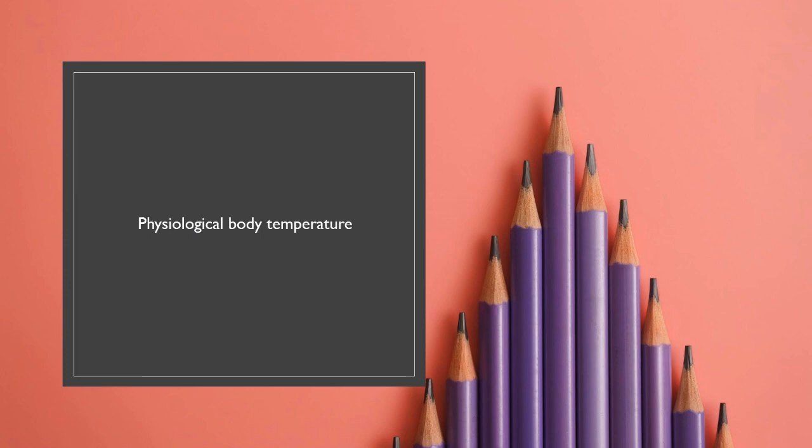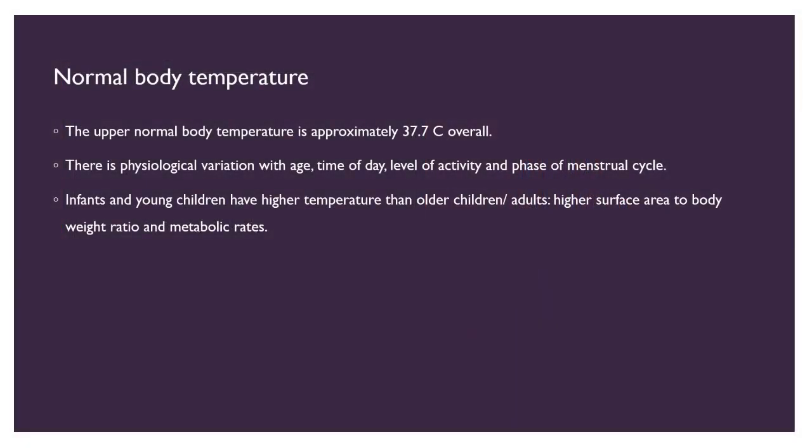So, starting off with physiological body temperature. The upper normal body temperature is 37.7 degrees Celsius overall, and this will vary according to the child's age, the time of the day, activity level, and phase of the menstrual cycle. Infants and young children usually have a higher temperature than older children and adults because they have a higher body surface area to weight ratio and they also have higher metabolic rates.